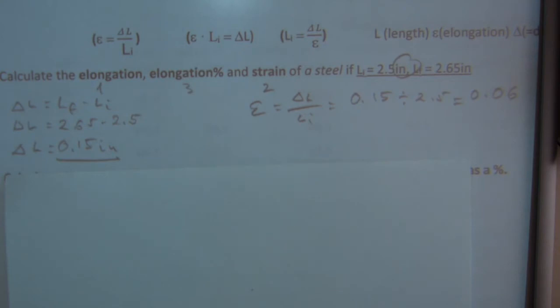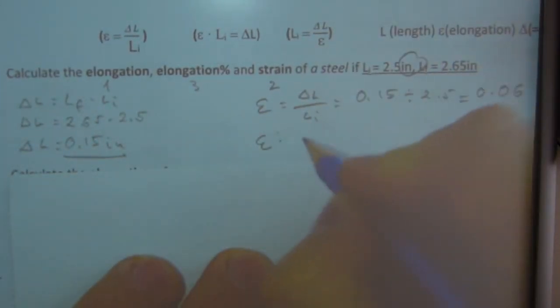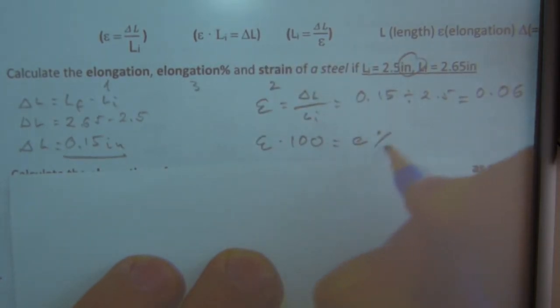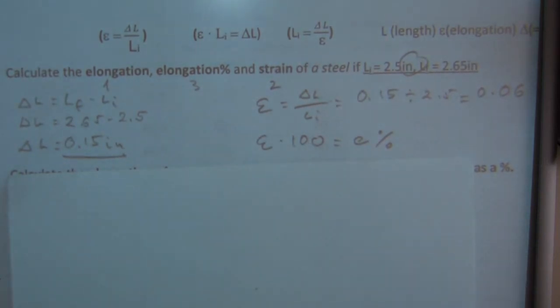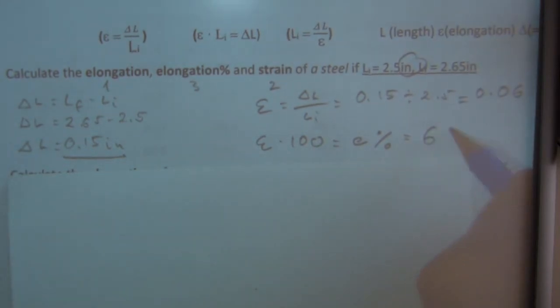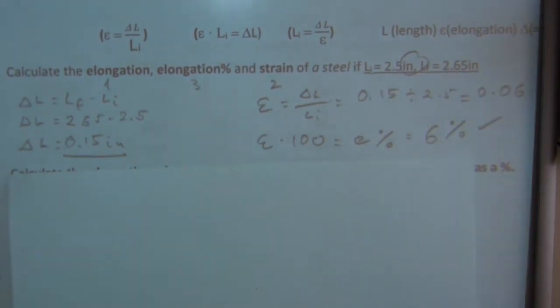So that's strain, and from strain, if you multiply strain by 100, you're going to get elongation percent. Like I said, this is math. I write it left to right and right to left to get used to it. So elongation percent equals just 6%, just put it down there, that's it.